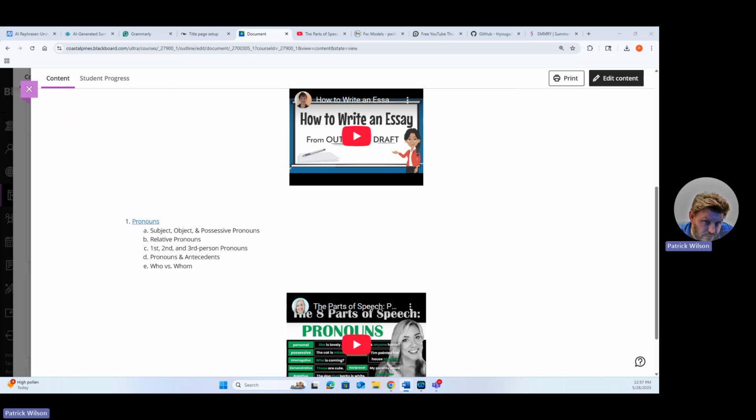Interrogative pronouns: who, what, which. Demonstrative pronouns: this, that, these, those. Relative pronouns: who, that, which. Indefinite pronouns: someone, anything, everyone. Reflexive pronouns: myself, yourself, themselves. And then reciprocal pronouns: each other and one another.